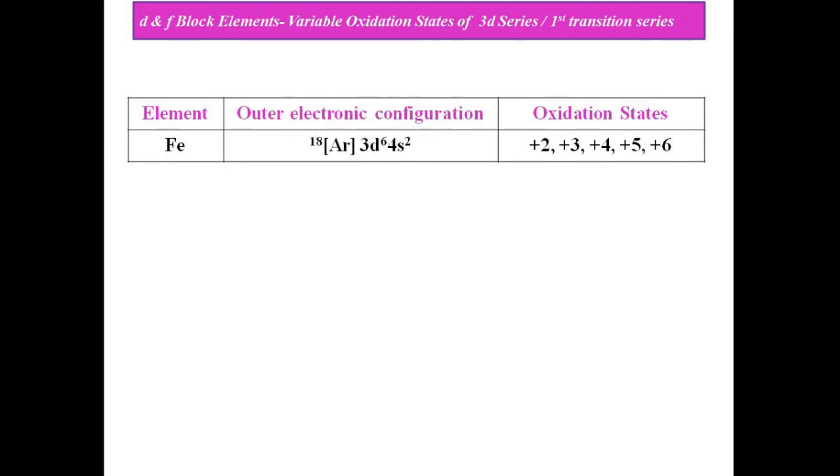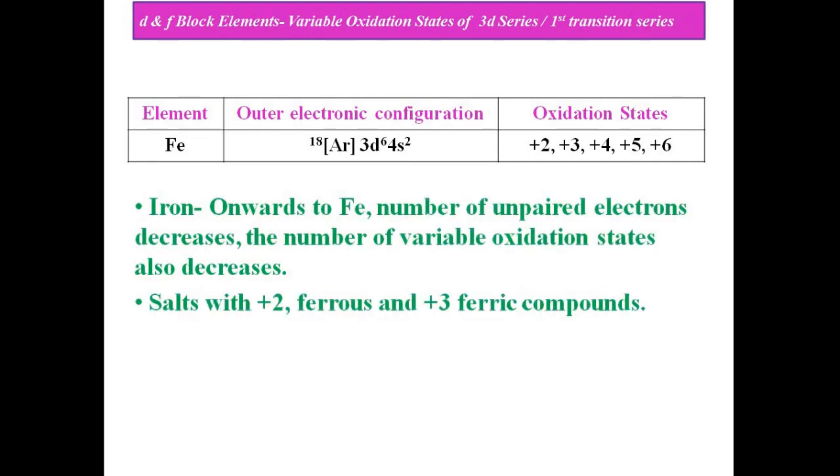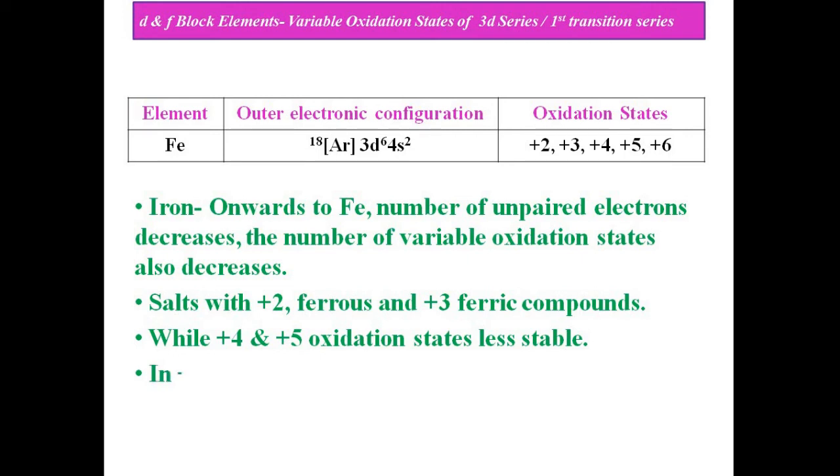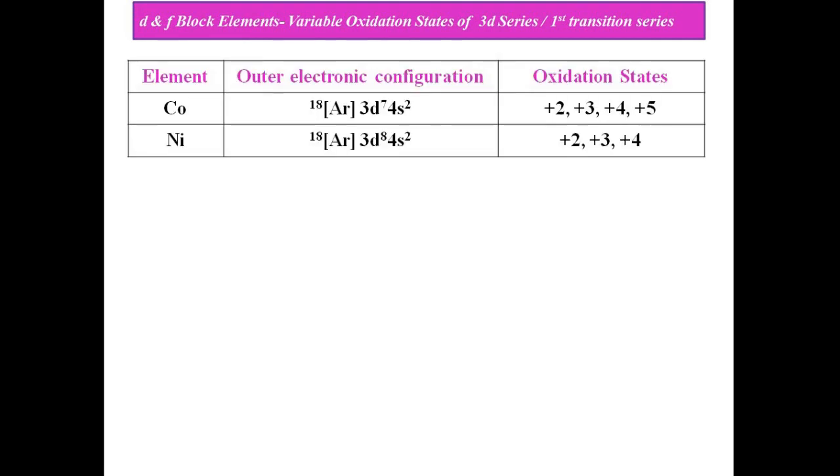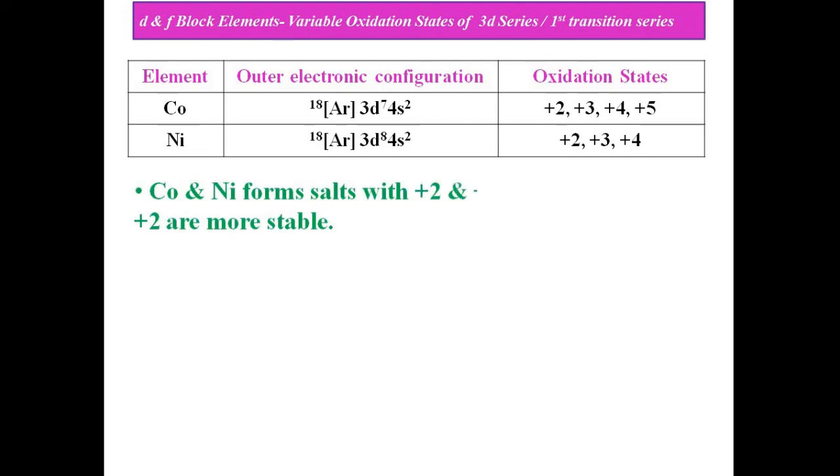Then the next element, iron. As we have already seen, onward from this element the number of variable oxidation states is going to decrease. Iron possesses +2, +3, +4, +5 and +6 oxidation states. Salts with +2 we call ferrous, while +3 gives ferric compounds, while +4 and +5 oxidation states are less stable. In the +6 oxidation state it is going to form K2FeO4.